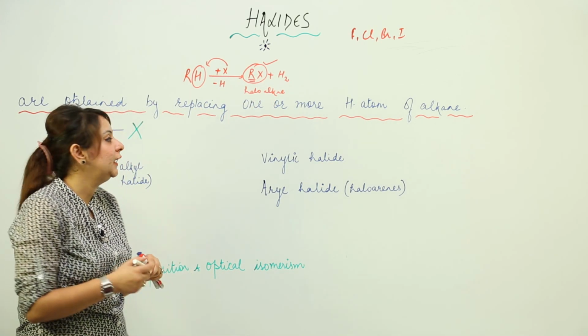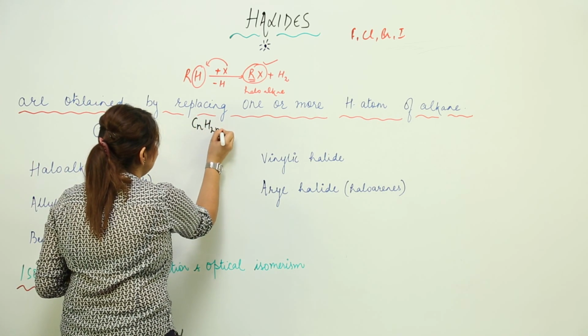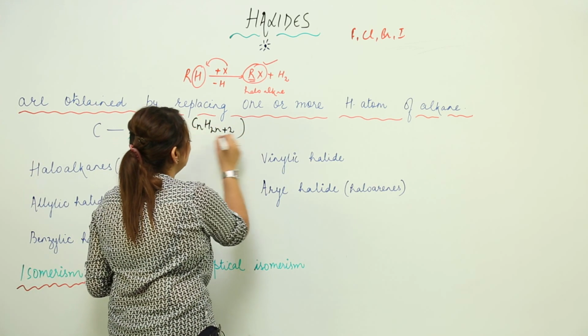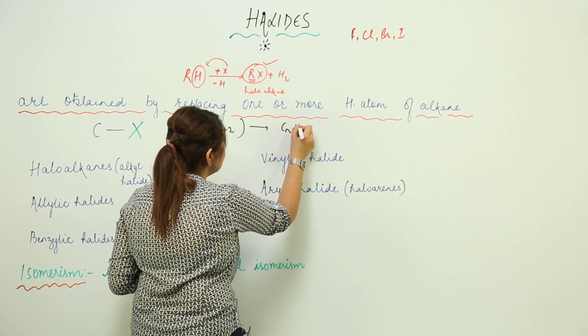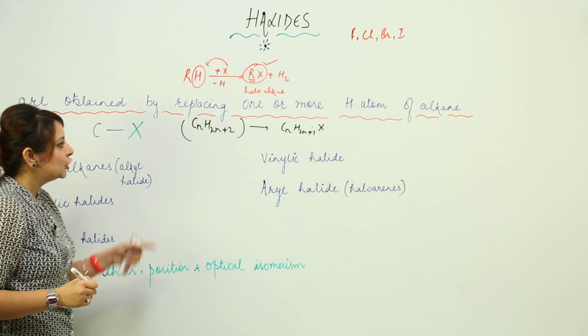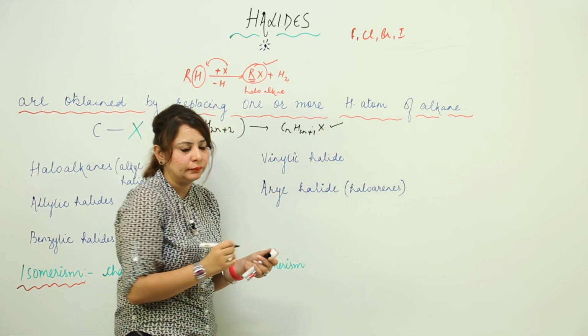If I talk about the general formula, you know that the general formula for alkane is CnH2n+2. But for haloalkane it is CnH2n+1X. So this is the general formula for the haloalkane.